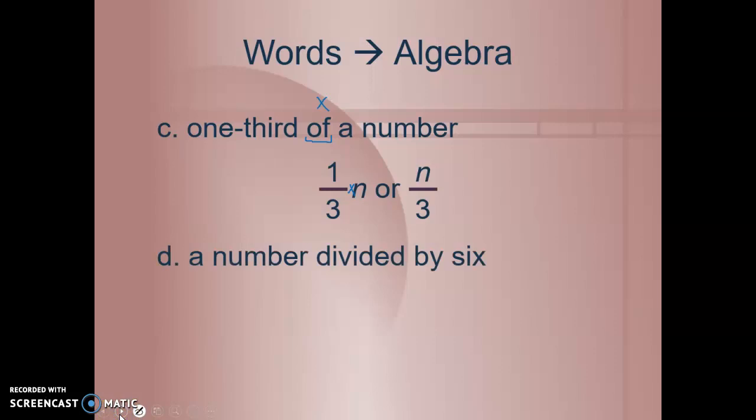What about a number divided by 6? How would you write that one? We're being told what our operation is. We have our variable and we have our constant, so it should look something like this. N divided by 6 using a fraction bar, or n division symbol 6.